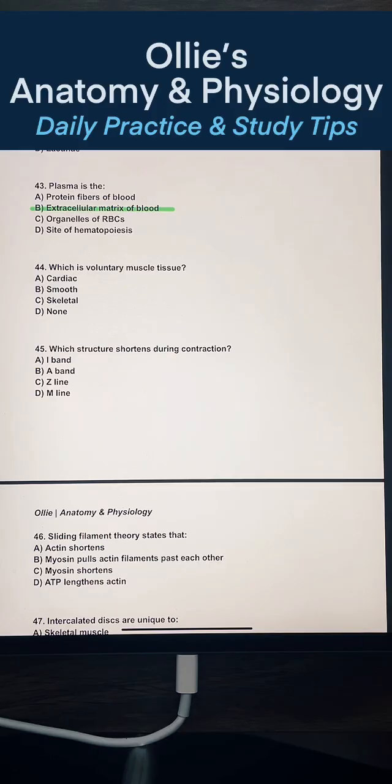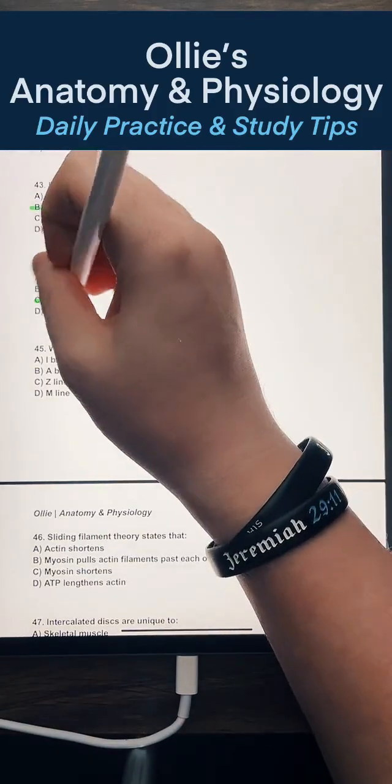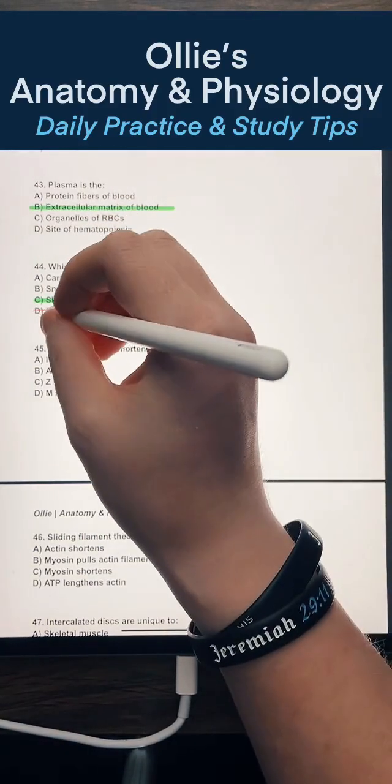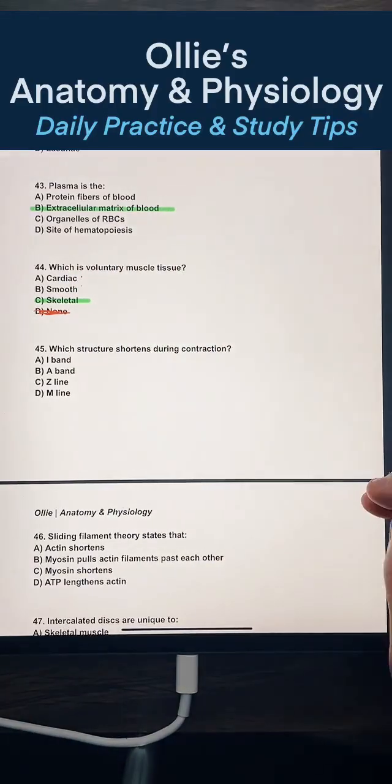But number 44, the answer is C, skeletal. Skeletal muscle is voluntary. Cardiac and smooth are involuntary.